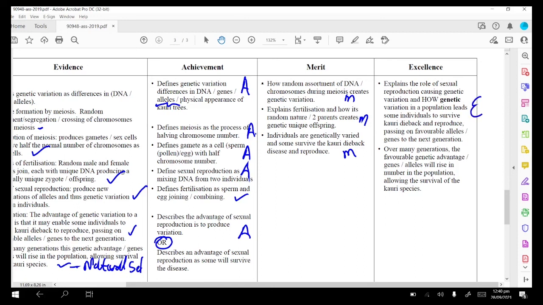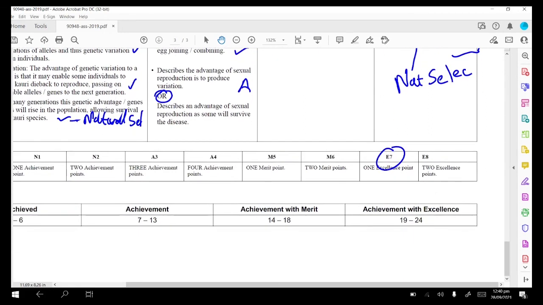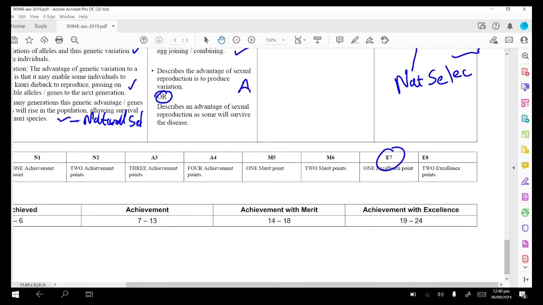We did that. However, we didn't do this. Over many generations, the favorable genetic advantage alleles will rise in number in the population, allowing the survival of the Cowdy species. So we did not talk about natural selection. I hope that you did, but I know I did not. So the maximum I'm going to get for this one is an E7, and then I can add my grades up. So it was a 7 plus a 6 plus an 8. 7 and 6 is 13. 13 plus 8 is 21. Yay! I got an overall 21, which I'm relatively happy with.